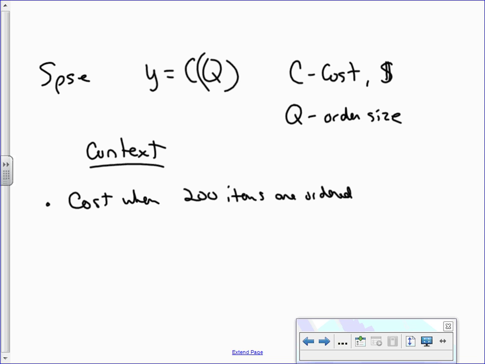What am I asking you to find? What am I asking you to do? y equals C, evaluate it at 200. I'm telling you, go to the cost function and plug in 200. Yes? What's the cost for 201 items ordered? C of 201. Same question, right? Just plug in a different number. Okay?